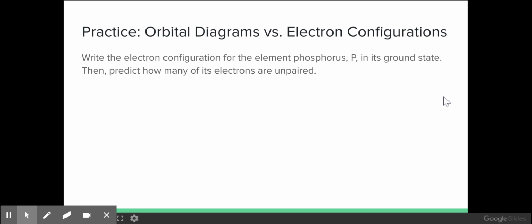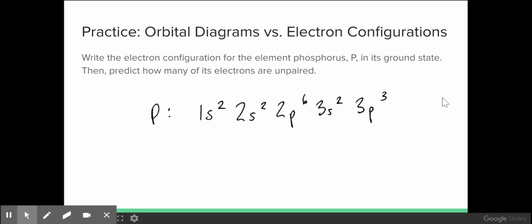In its ground state, phosphorus has an electron configuration of 1s2, 2s2, 2p6, 3s2, 3p3, which means that it has 2 electrons in the first energy level, 8 electrons in the second energy level, and 5 electrons in the third energy level. Its highest energy electrons are in the 3p subshell.